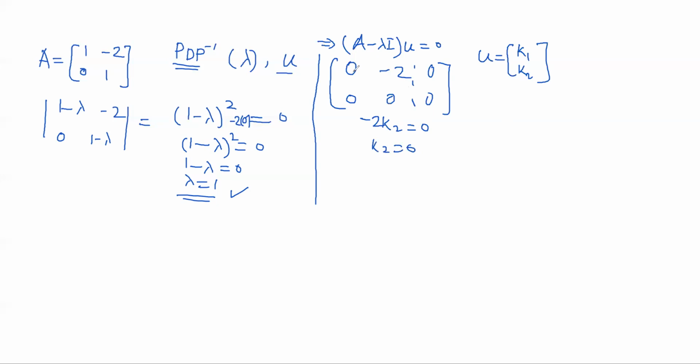But what about k1? k1 is not in the picture over here, because 0 times k1, so k1 is actually not there. So this means that in this case the eigenvector will be only this: u is equal to k2, that is, u is equal to 0.